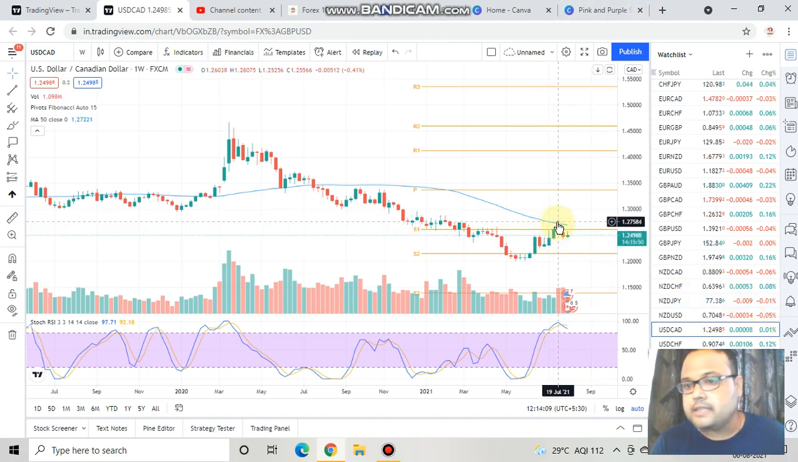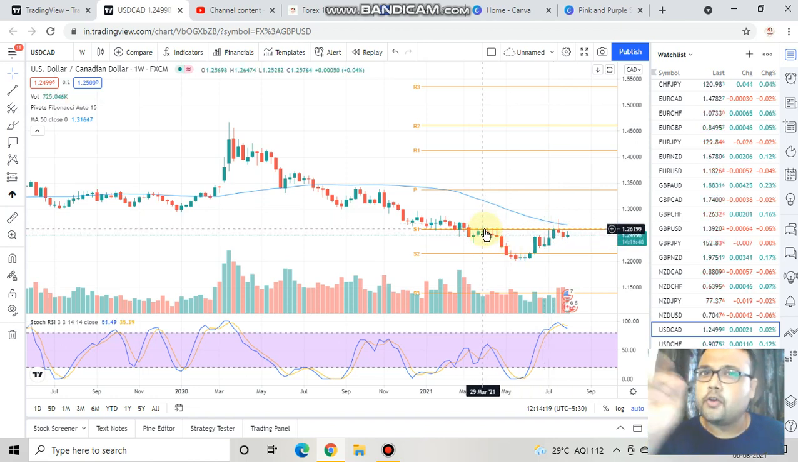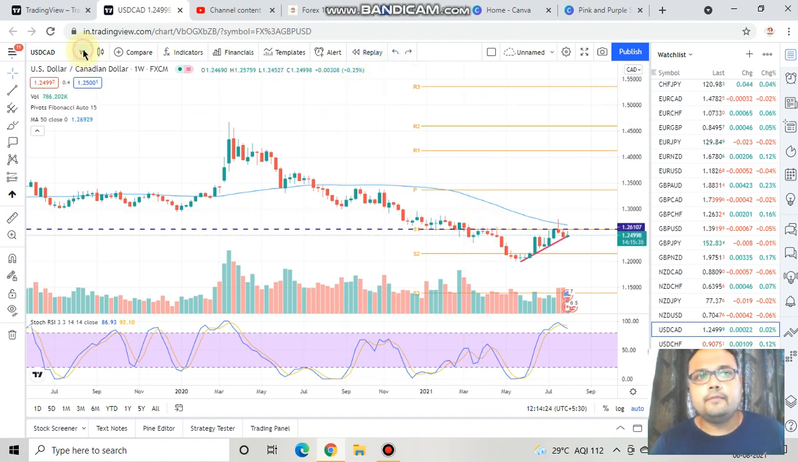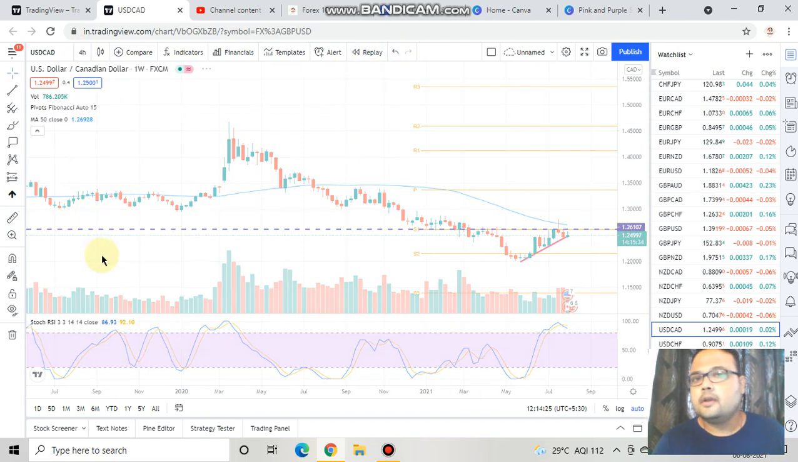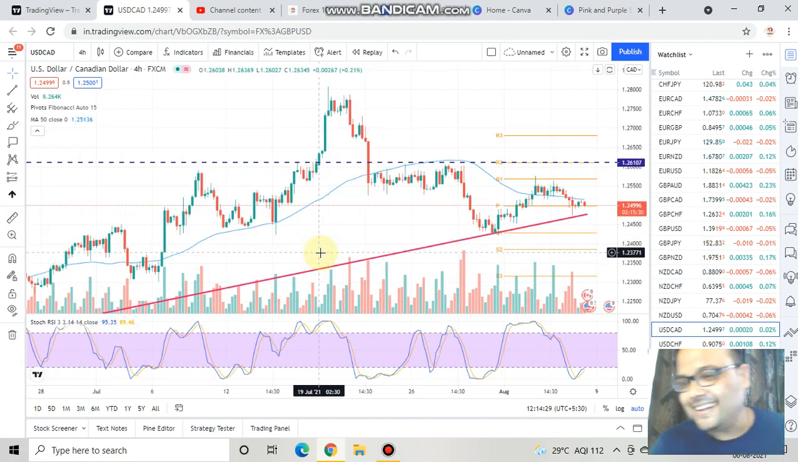There was heavy selling pressure from above. The price could not go up, and the market formed a shooting star kind of pattern, which clearly signifies that this level, 1.2610, is a strong resistance for the market. Therefore, in the chart of USD CAD, we have one strong resistance, and we also have a somewhat support for the market.